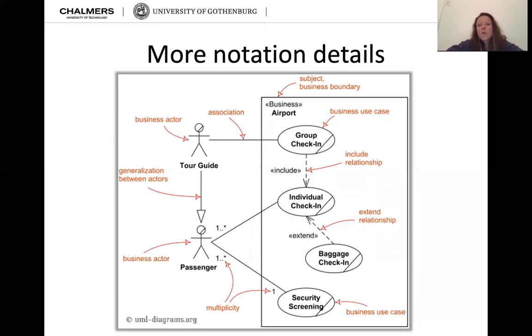When would you put it there? When it matters for your design. So for example, here for that airport check-in, for the security screening, it does matter that every passenger goes through one security screening, and there can be several passengers that go through the security screening at the same time. Check-in is also individual, but only once per person. And then we have both the includes as well as the extends relationship in between the use cases. So there's a group check-in, which includes an individual check-in, and then there's the baggage check-in that extends the individual check-in.